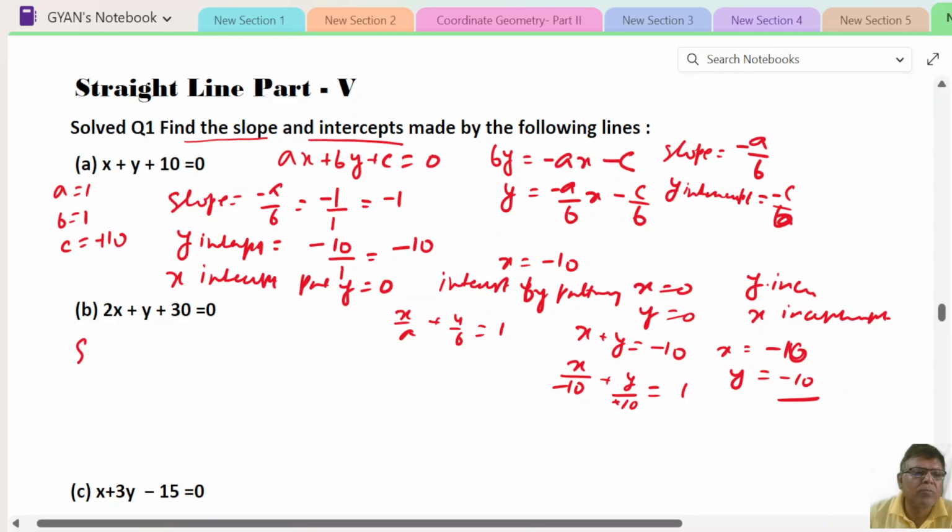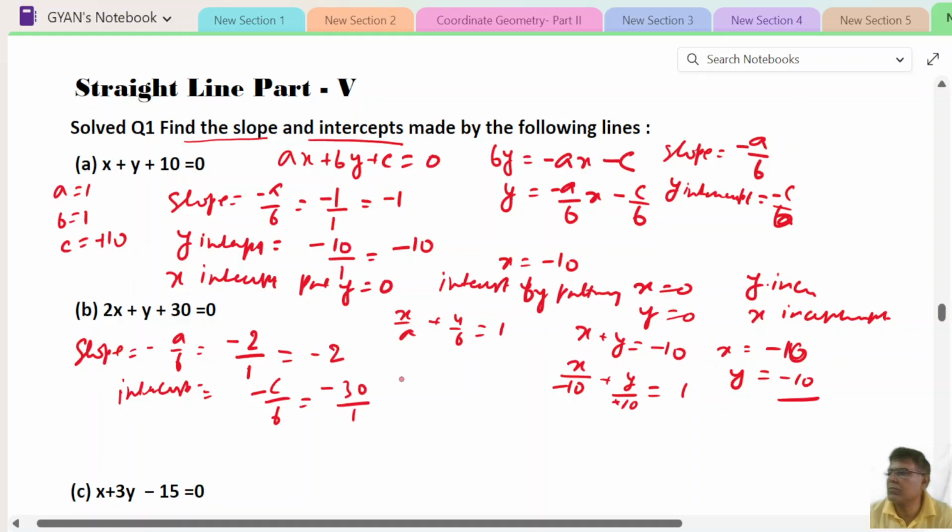So here slope is minus a by b. So minus 2 by 1, so it is equal to minus 2. And the y-intercept is minus c by b. So minus 30 by 1. So that is equal to minus 30. And for the x-intercept, put y is equal to 0. Then x will be minus 50.